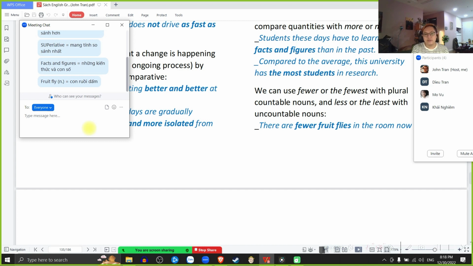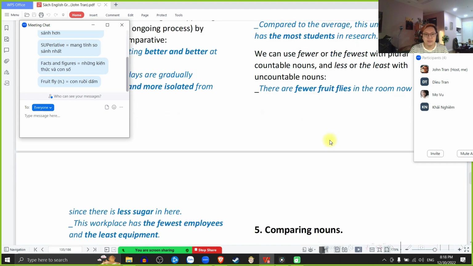So there are fewer fruit flies because fruit flies is plural countable. Số nhiều đếm được. So fewer. There are fewer fruit flies in the room now since there is less sugar in there. Sugar is uncountable. Đường không đếm được. So we have used less. Đường không đếm được nha.